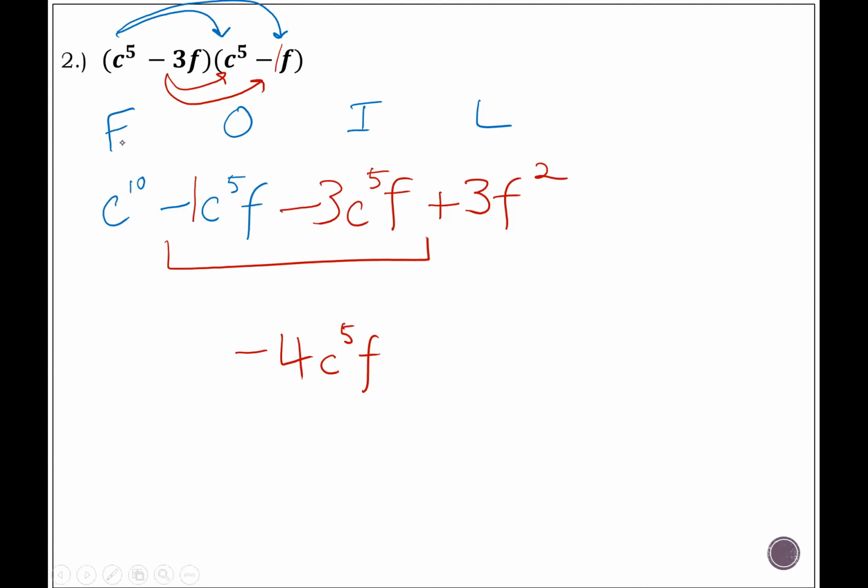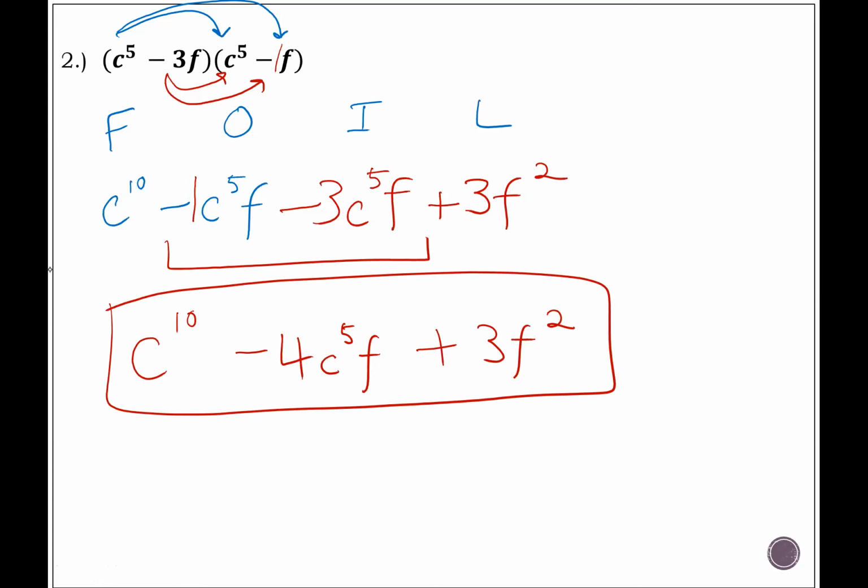So notice that we added the exponents when we multiplied, but when you're adding the terms, you keep the variables the same. So use the product rule, add the exponents when you multiply, but when you combine like terms, you're adding the coefficients, but keeping the exponents and variables the same. Okay, it's a lot to keep track of, I know. Bringing down everything else. C to the 10th is still there, and then 3F squared. That is it. So that's my final answer.